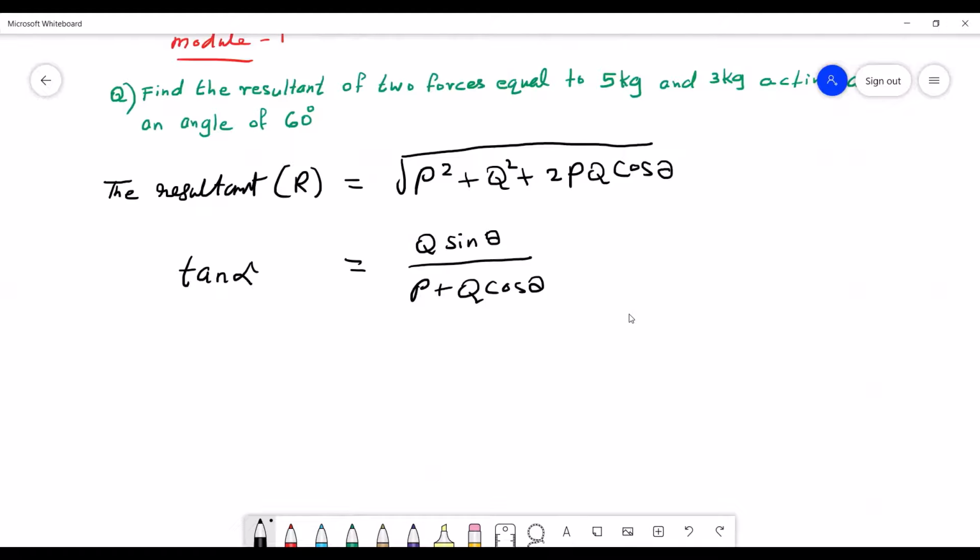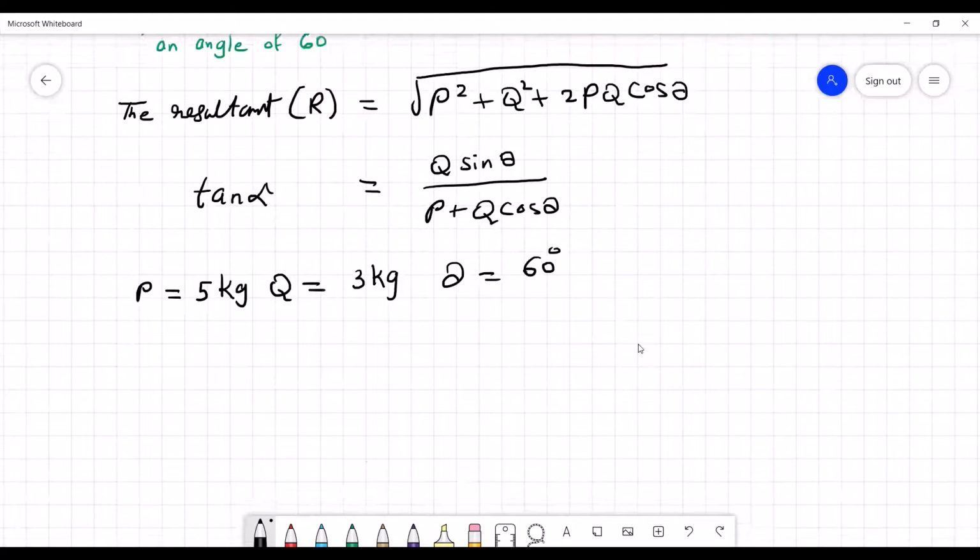Now we have to determine which is P and which is Q. P is one of the forces, and we generally take it as the higher force, that is 5 kg. Q is the other force, which we generally take as the lower force. Theta is the angle between these two forces, and alpha is the angle between the resultant and one of the forces.